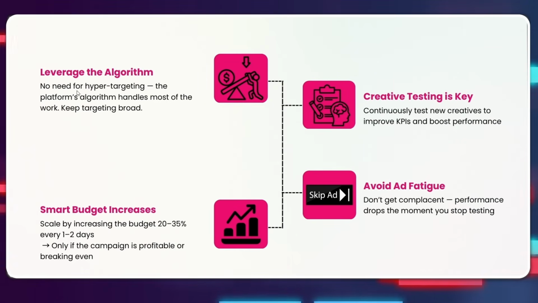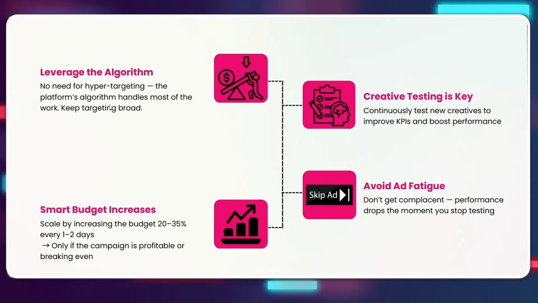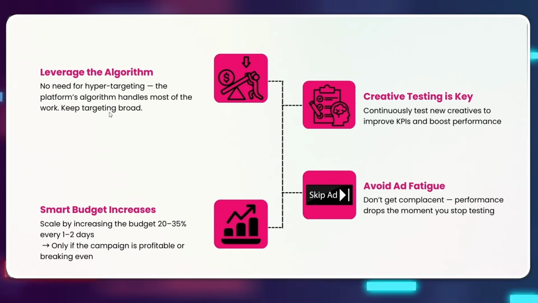Alright guys, so now that we know how to interpret key metrics, the next step is our scaling strategy. And for that, I want you guys to pay attention. As you can see on the screen, the first one is to leverage the algorithm. No need for hyper-targeting. There's no need for that. The platform algorithm handles most of the work. Keep targeting broad. Remember guys, TikTok's AI is extremely powerful. Let it work. Don't limit it.